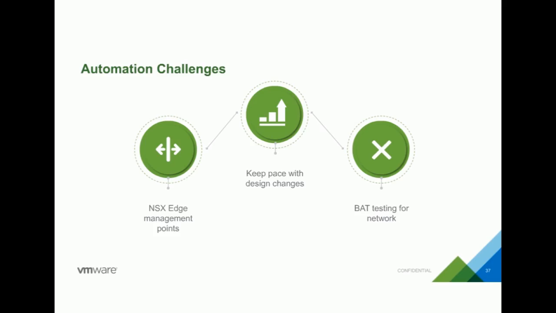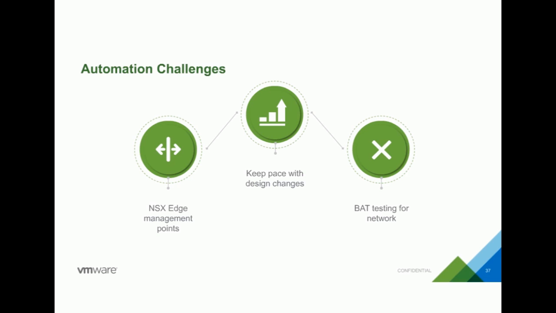So to revisit the 3 automation challenges that we ended with when we moved to NSX that we're still looking at today, how is it that we're trying to address some of these things with our next generation design that we're working on currently? So NSX edge management points. The reason that we're in this situation is that we evolved from a vCloud networking security topology that was very heavily edge-based. And we kept a lot of those same design philosophies when we migrated to NSX.